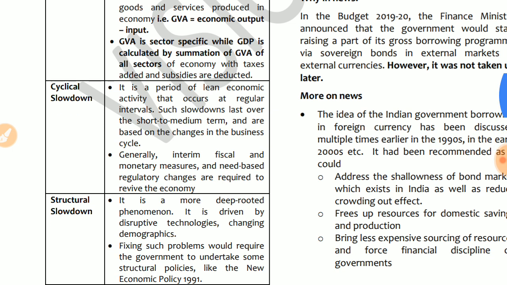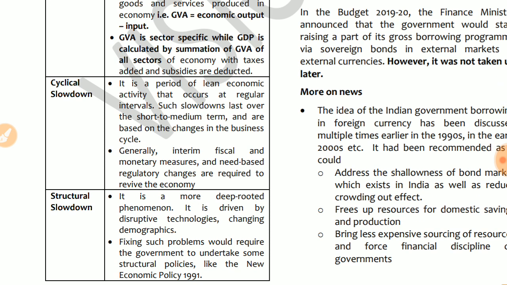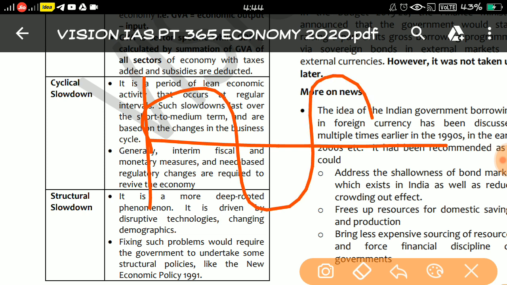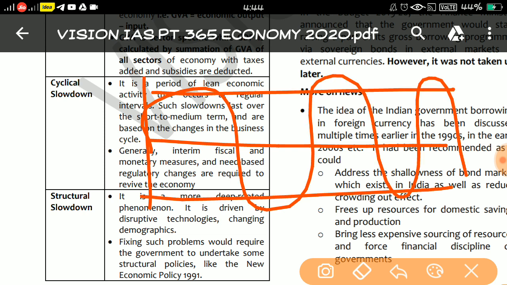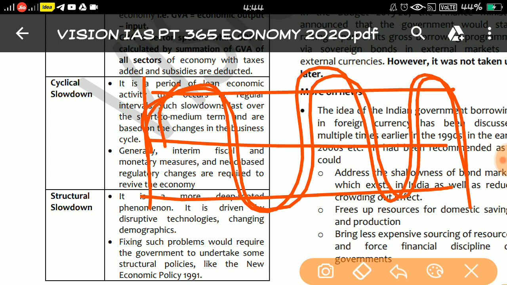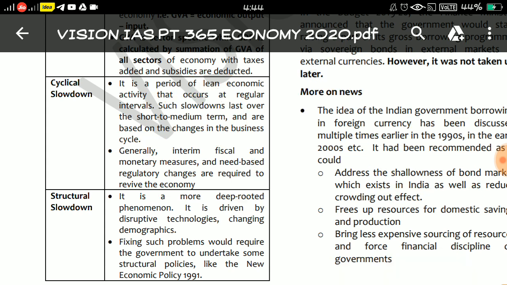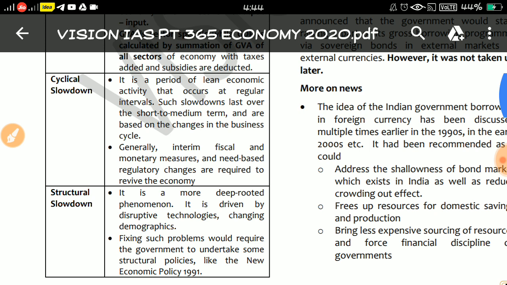Apart from that, cyclical slowdown, as I highlighted earlier, is a period of lean economic activity that occurs at regular intervals in the economy. So just remember the figure like this. The economy is not always positive, nor always negative; it goes positive and negative, just like alternating current.